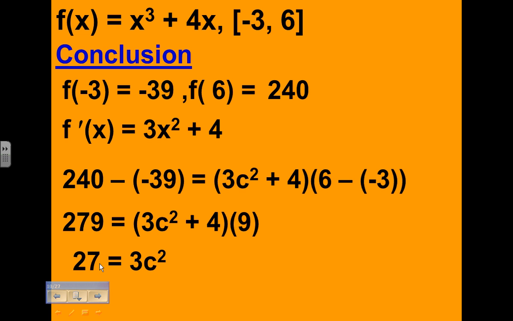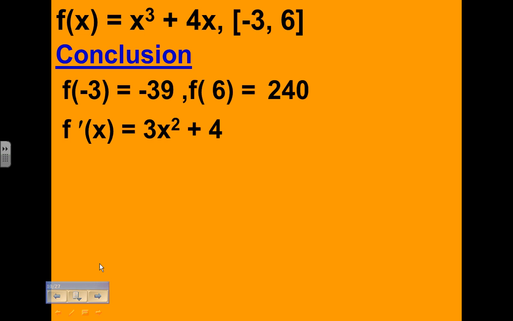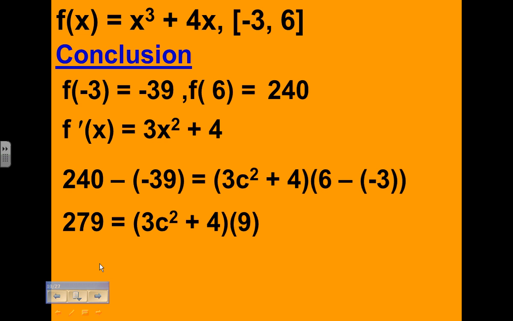Wait, why didn't you add that? Why did you set 31 equal to the derivative? Well, because 240 minus a negative 39 is 279. 6 minus a negative 3 is 9. Divided it. Yeah. Well, you can write it like this. That should be 31, shouldn't it? No. Oh, I multiplied. I divided, then I subtracted. Okay.